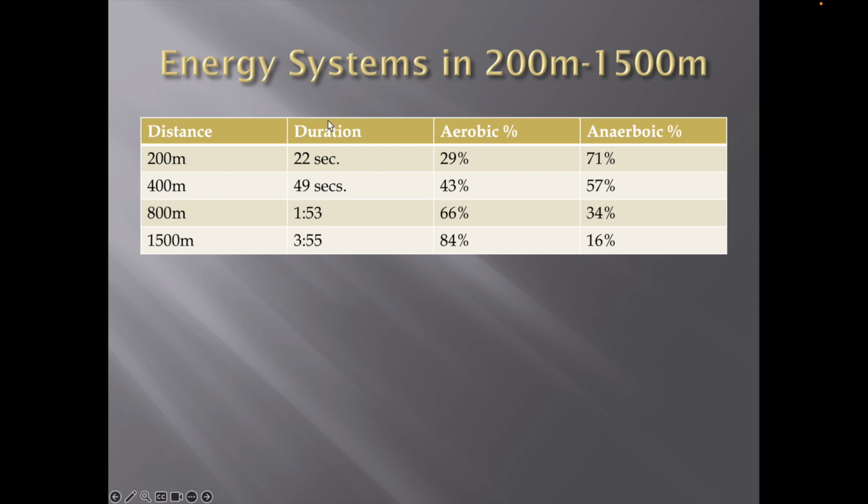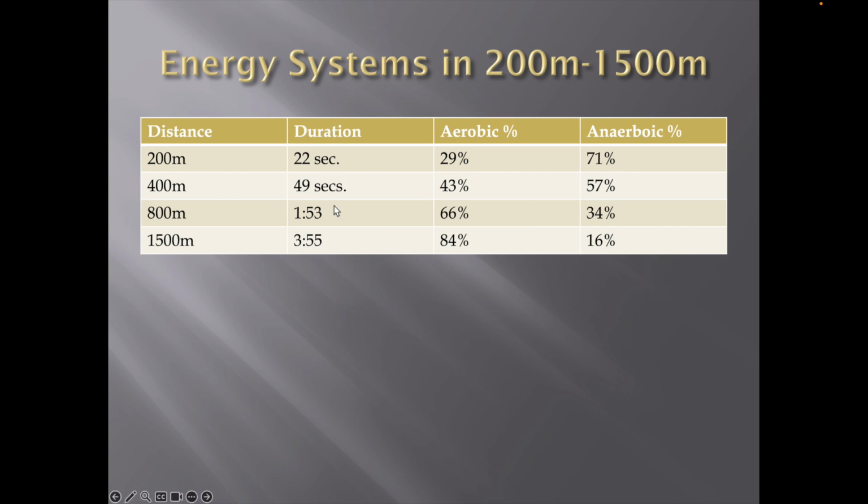Here's an example of running various different distances, their different durations, and the percentage of energy system requirement needed to be successful in these different activities. So let's say I'm running a 200-meter dash, and let's say I can run it as fast as I can in 22 seconds. The anaerobic energy system is going to provide 71% of the necessary energy, versus the aerobic energy system, which is going to give 29% of the necessary energy.